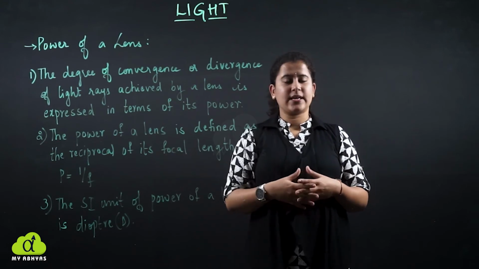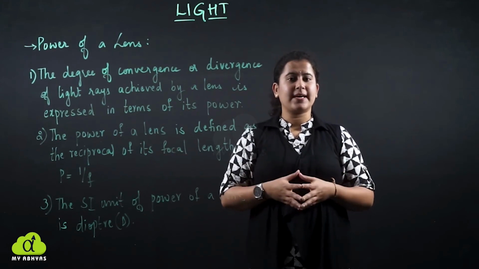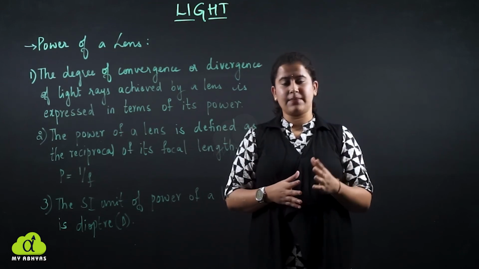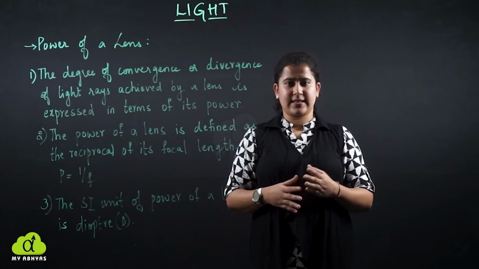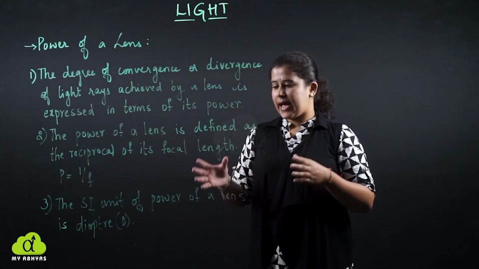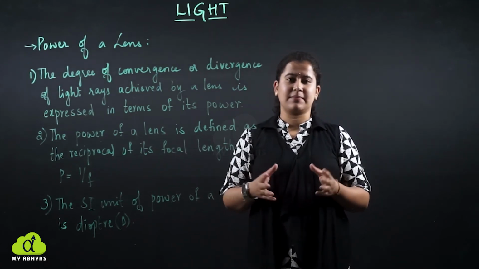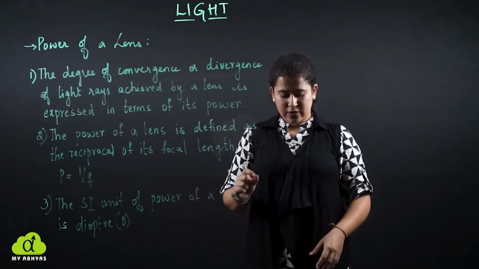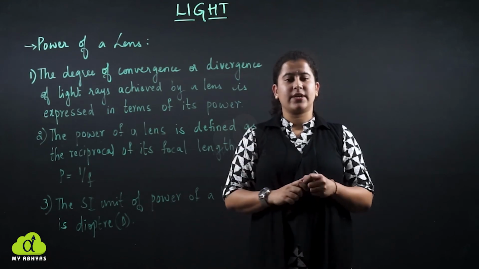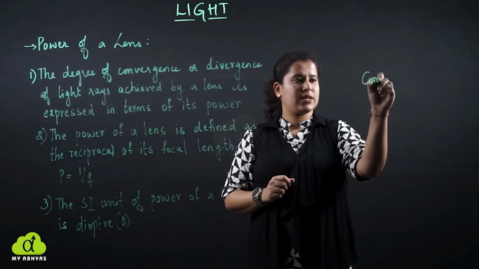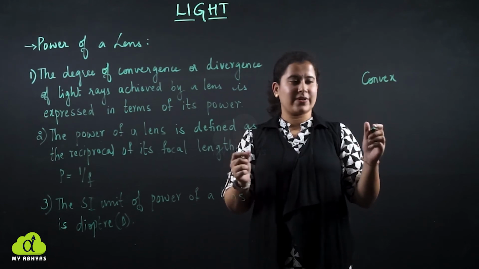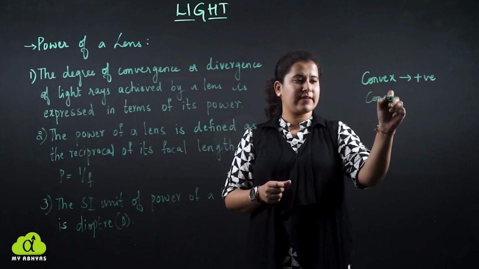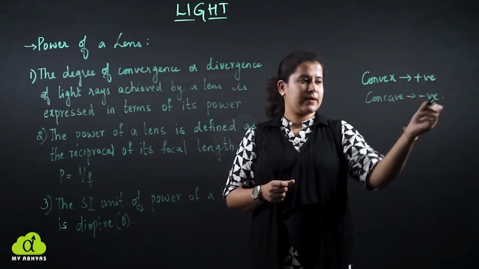So coming to the next one, here we have the power of a lens, which is given by the formula P is equal to 1 by F. So the power of the lens is given by the reciprocal of the focal length, that is P is equal to 1 by F, and the SI unit of power is the diopter, denoted by the letter D. So what happens to power when you use convex lenses? The power will be positive. And when it is a concave lens, it will be negative.